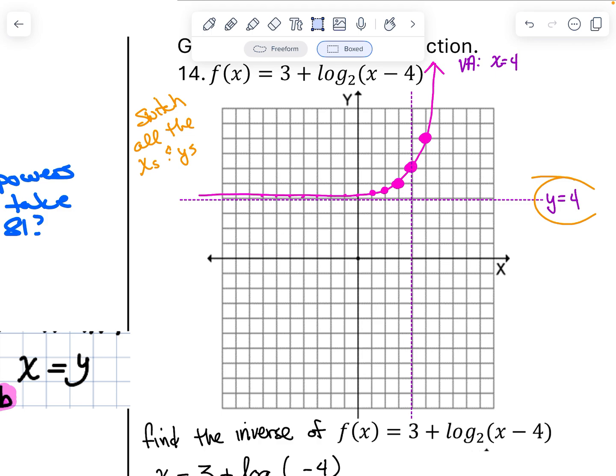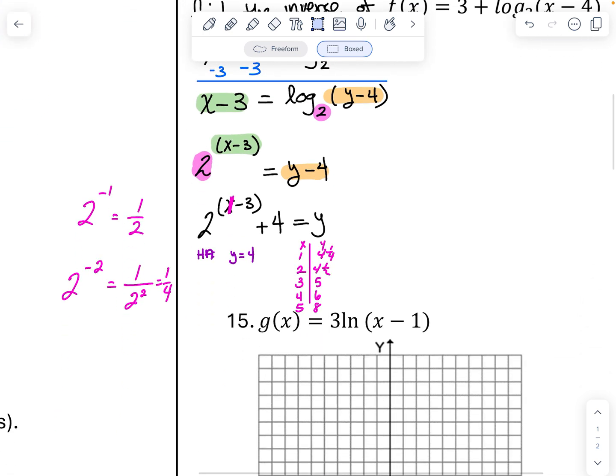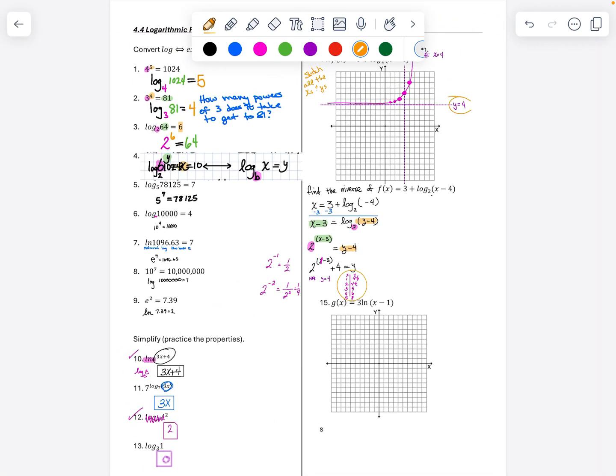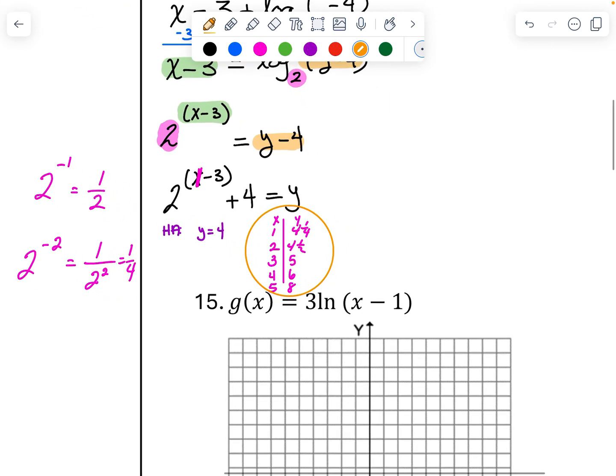All right. Now, I'm going to take this table and I'm going to switch them. And that table is going to be, what color am I doing? Let's do it in green. The table is going to be 4 1/4, 1, 4 1/2, 2, 5, 3, 6, 4, 8, 5. And I'm going to plot those points. So 4 1/4, 1.